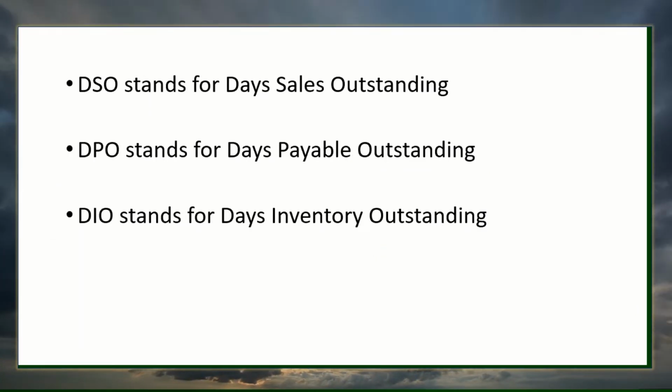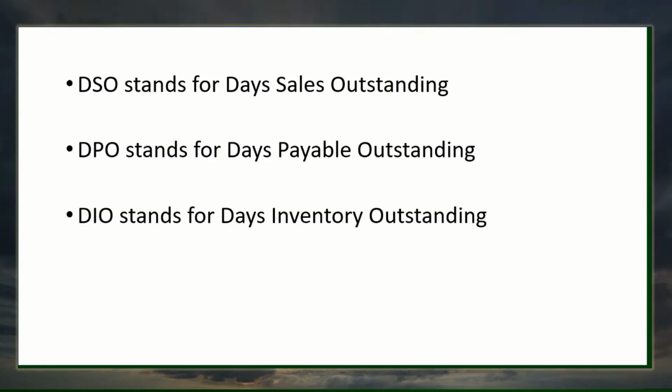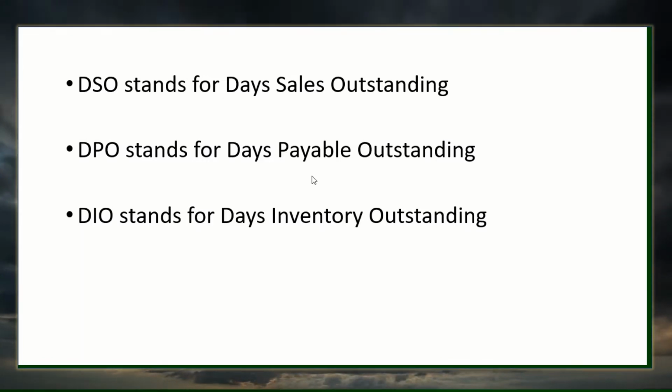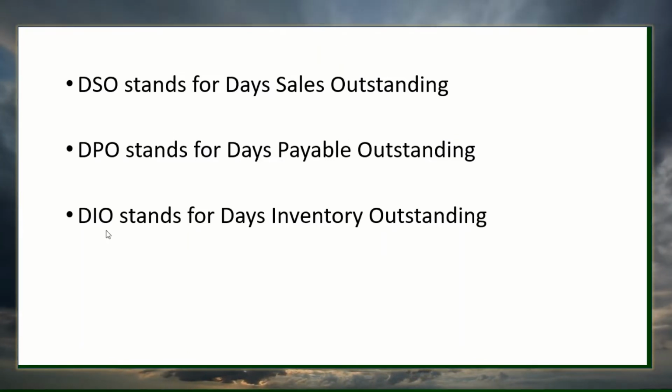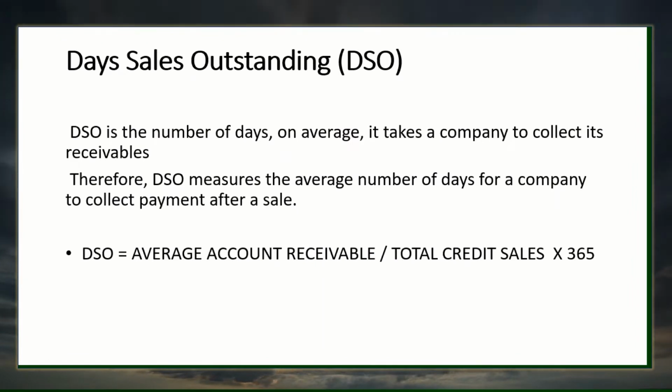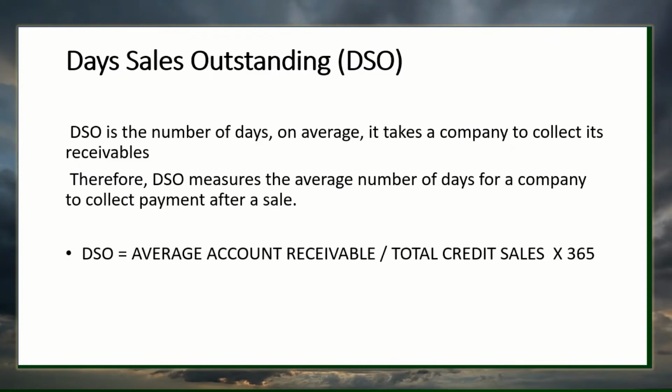DSO stands for Days Sales Outstanding. DPO stands for Days Payable Outstanding. And DIO stands for Days Inventory Outstanding. Days Sales Outstanding, coming with its definition, is simply the number of days on average it takes a company to collect its receivables from its customers.